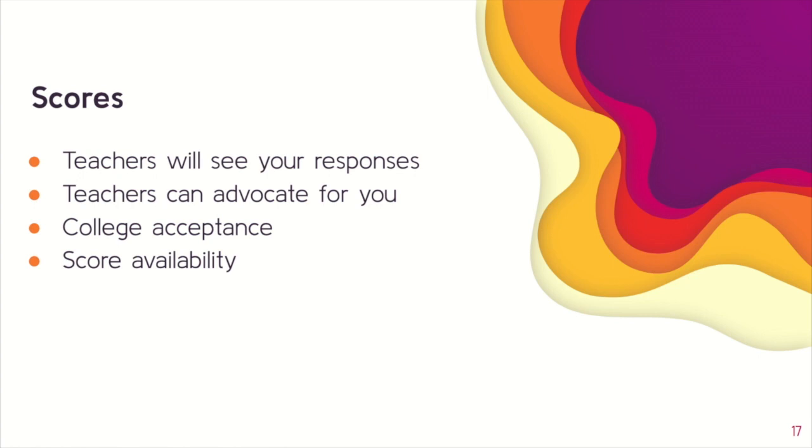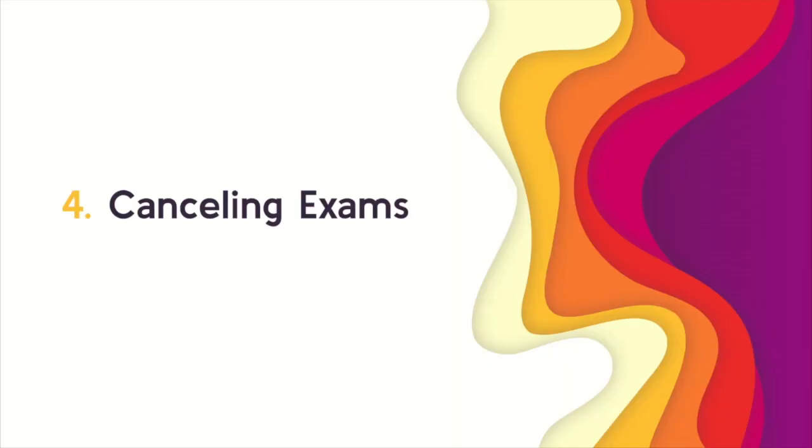As far as we know, colleges are accepting AP credits per usual, although that varies by institution. And so you'll want to reach out to the college or universities that you're interested in or have been accepted to find out their specific policy if you haven't already. The scores should be available to you on or around July 15th.